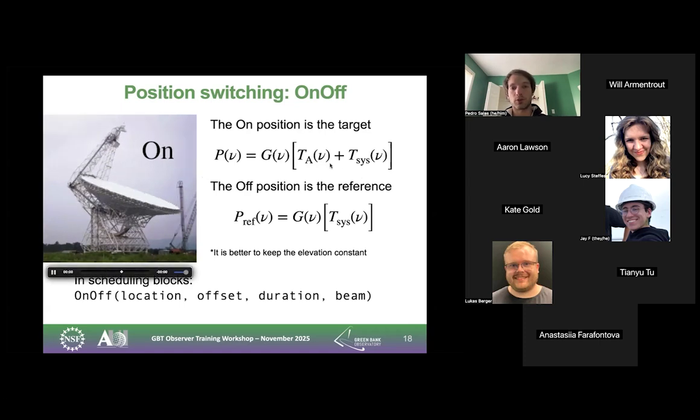But again, when you measure towards your source, you have the gain, the antenna temperature, and the system temperature. When you measure the reference, ideally just the gain and the system temperature. So that's the tricky part, finding portions of the sky where this condition is satisfied and these two system temperatures are as close as possible.